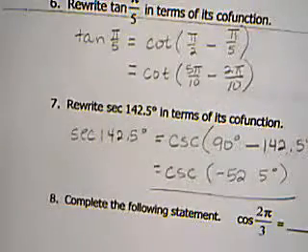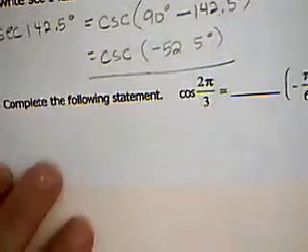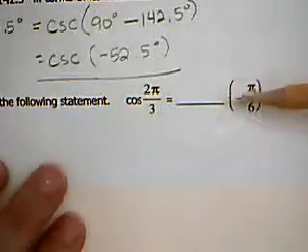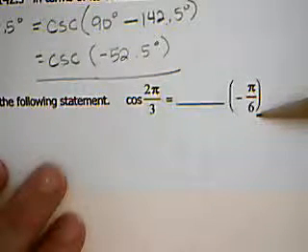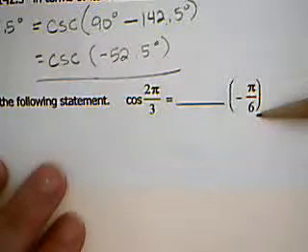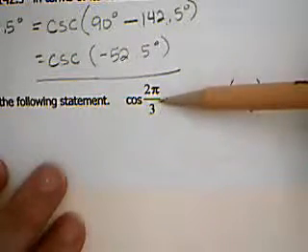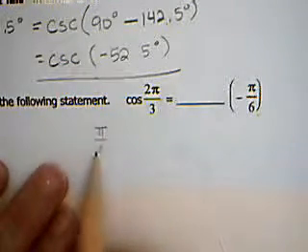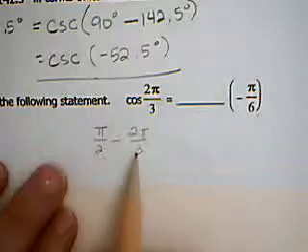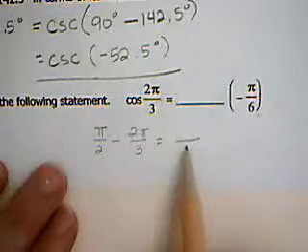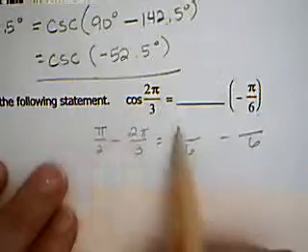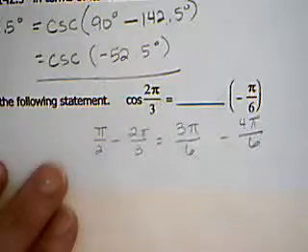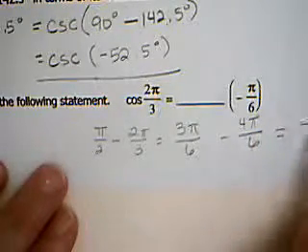Okay. Number 8 says complete the following statement. It says the cosine of 2 pi over 3 is equal to blank of negative pi over 6. This is really just another way to verify and talk about your cofunctions again. If I were to take 2 pi over 3, since it's in radians, and subtract it from pi over 2, once I get a common denominator of 6, that would be times 3, so 3 pi over 6 minus 4 pi over 6 when I multiply by 2, that's going to equal negative pi over 6.